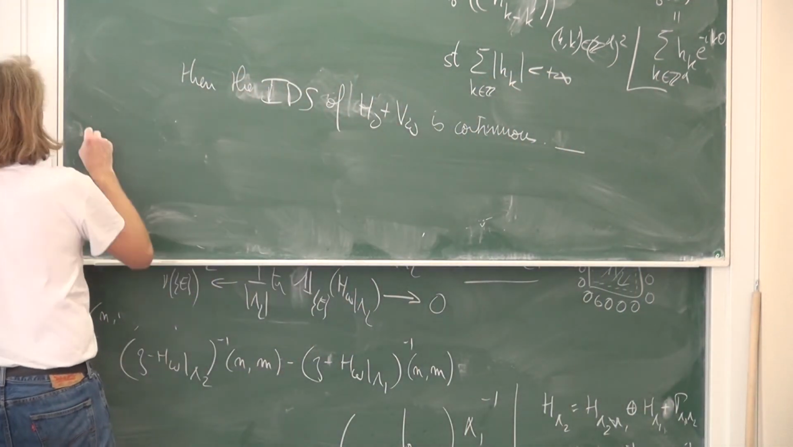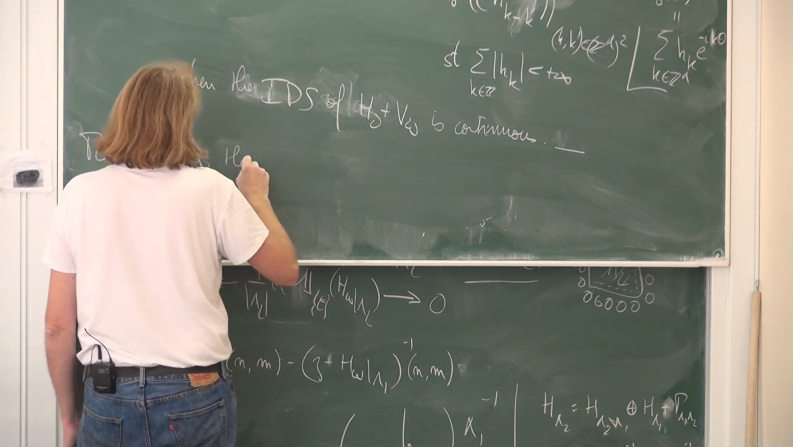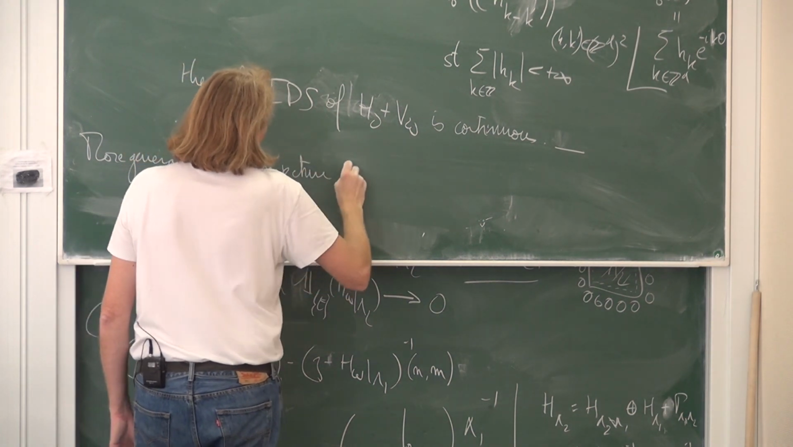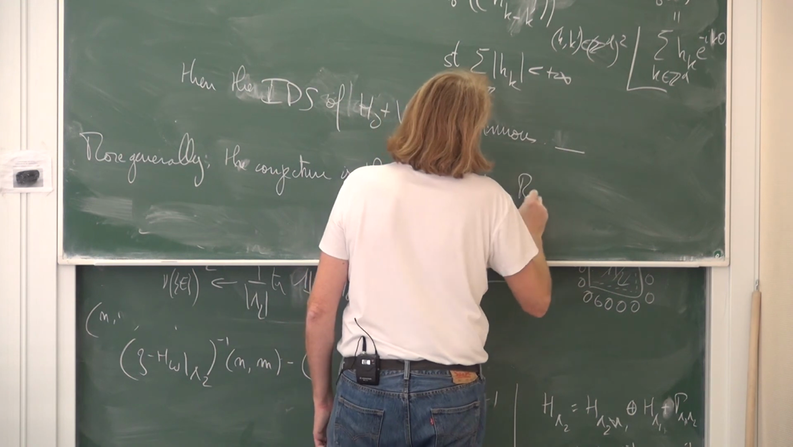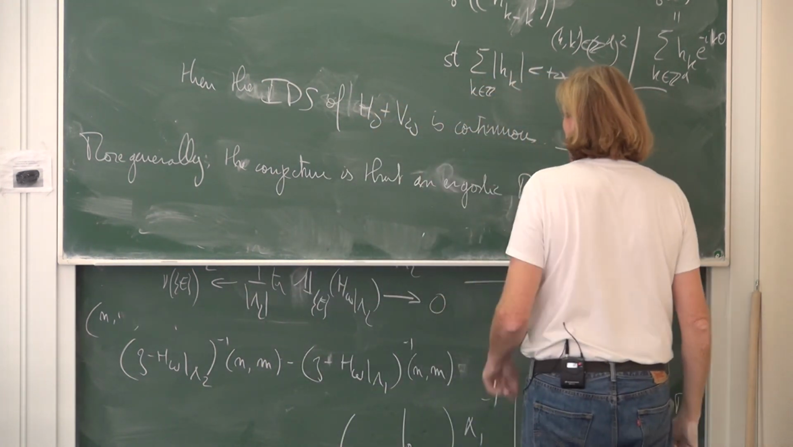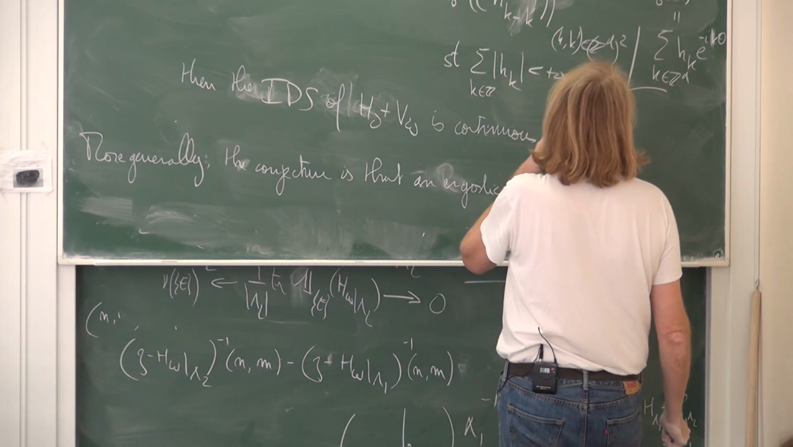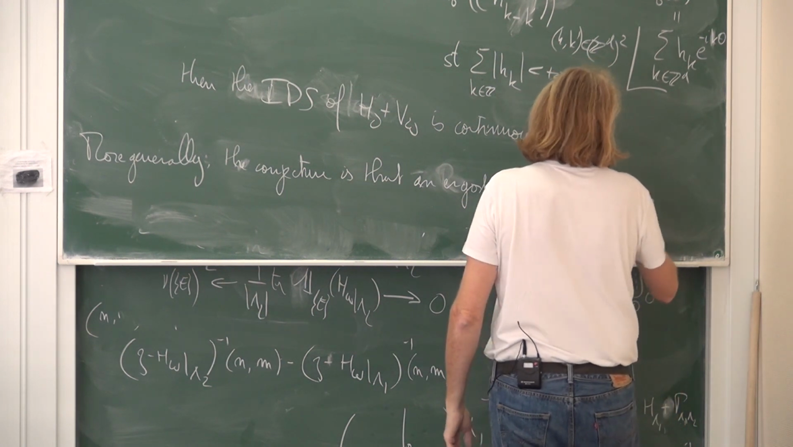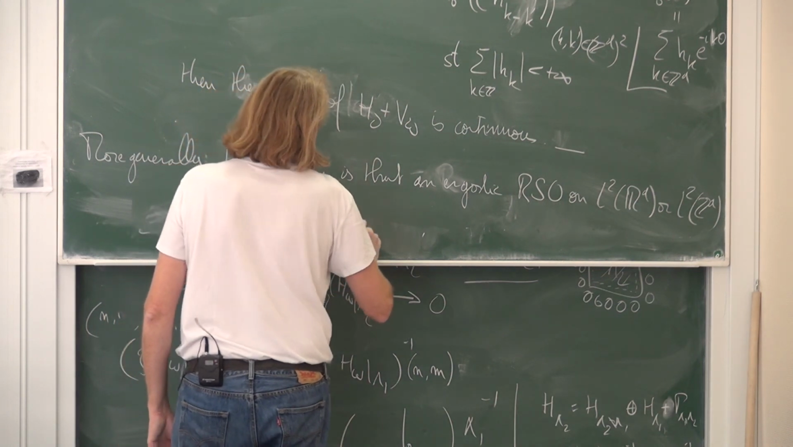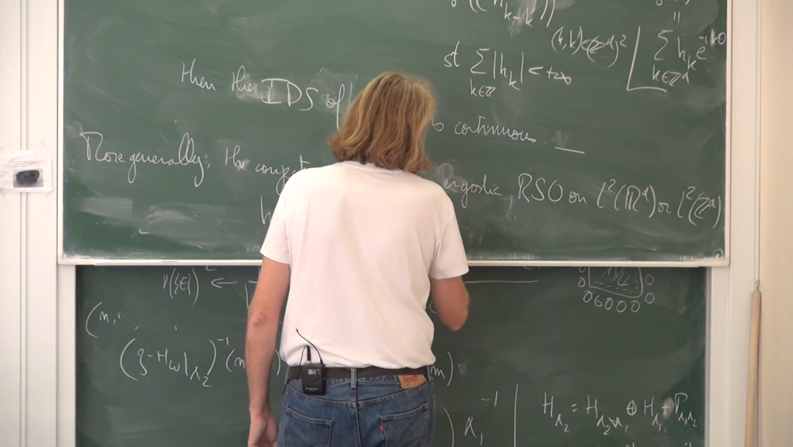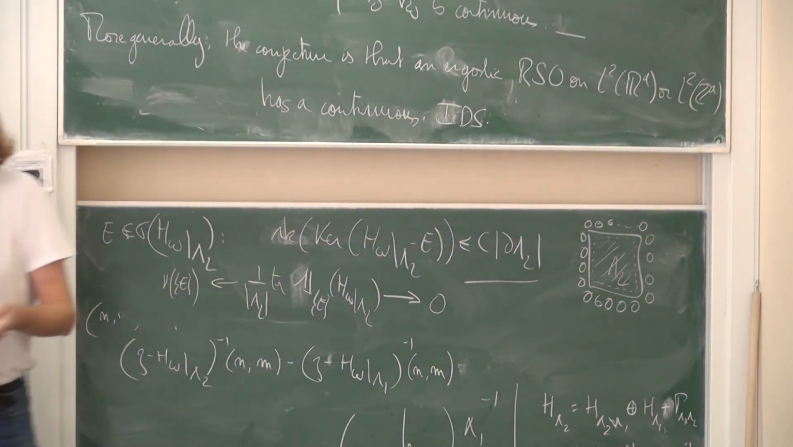And of course, more generally, the conjecture is that an ergodic random Schrödinger operator on L2(R^d) has a continuous integrated density of states. It's defined in the same way. I didn't say what the definition of the IDS is in this case, but you can do it in the following way.